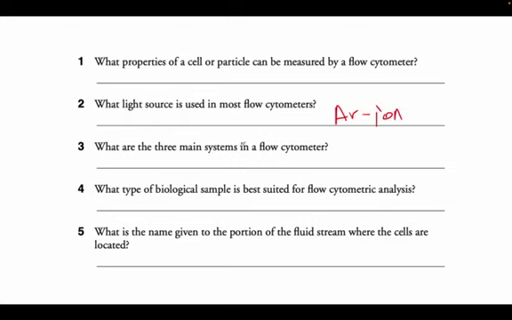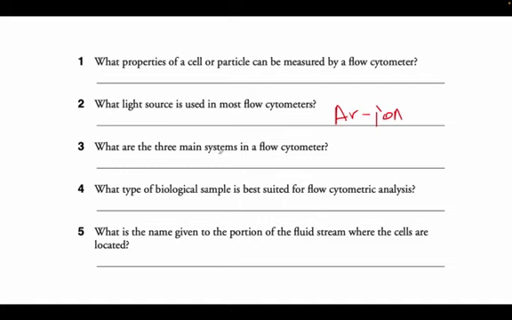What are the three main systems in the flow cytometer? So we have the flow cell, okay, or the fluidics component. The second will be the optics component, which is the detector and the laser. And third is the electronics component, which we will discuss in the coming slides.